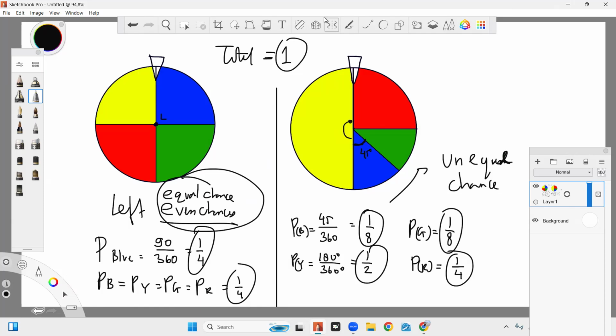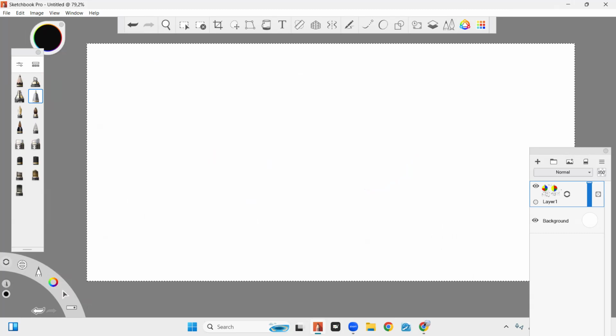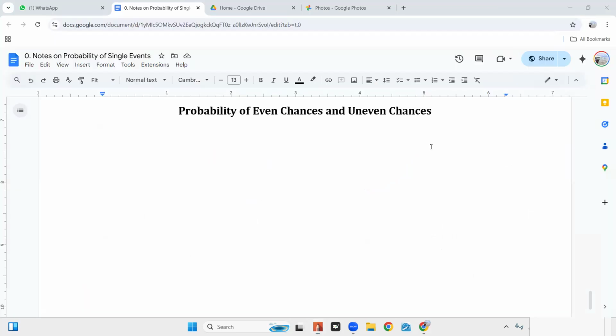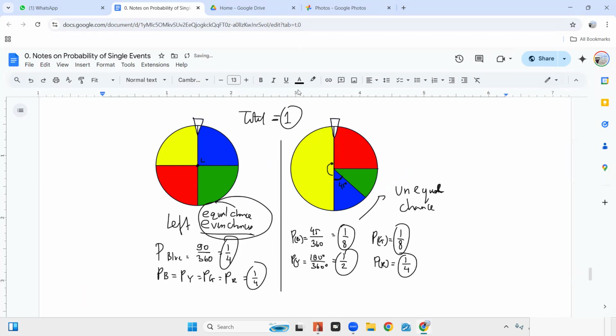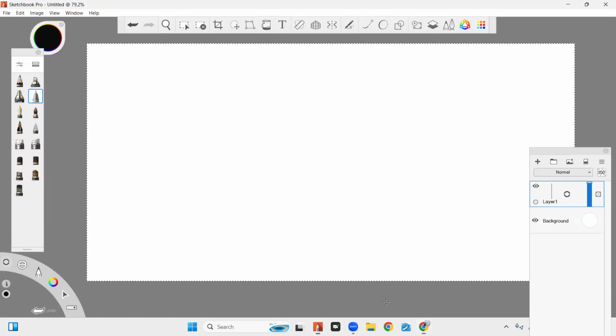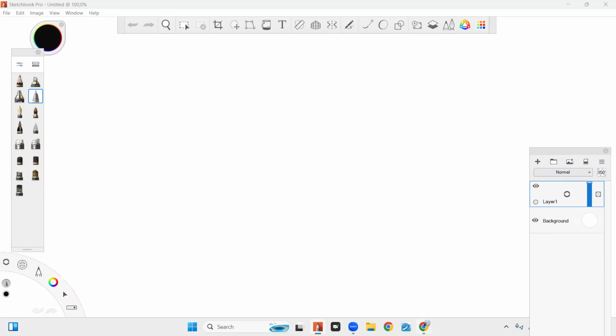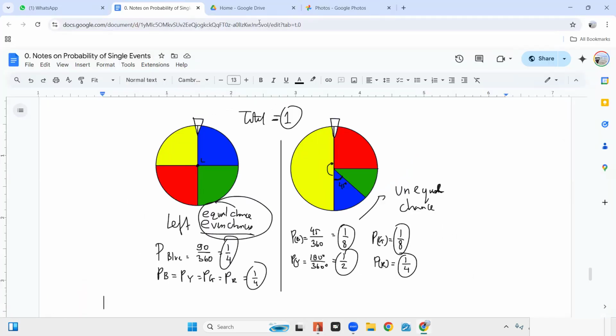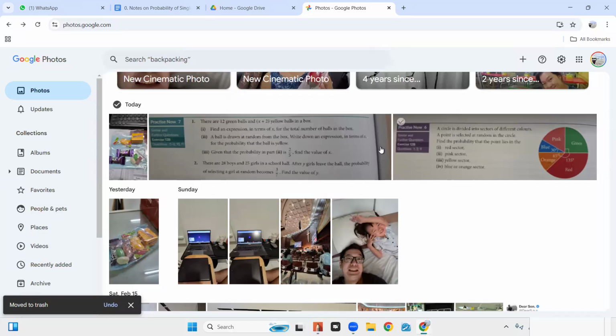Okay, I think it's quite simple to understand. Equal chance and unequal chance. Just change the title: equal chances and unequal chances. Understand so far? Okay, do you understand now? Okay, nice. Let's do the work example. The practice now, I mean. So let's practice some questions on this part.